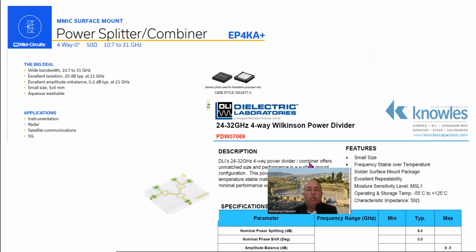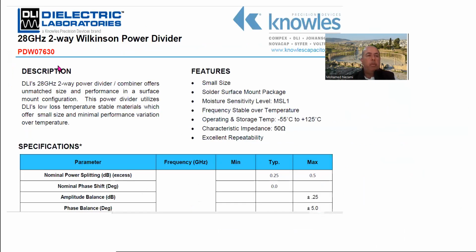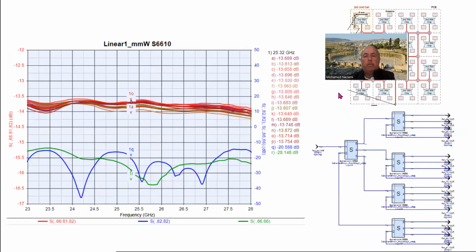Now for the millimeter wave, we're using this divider here, which is a four-way divider. This is from Dielectric Laboratories, now NOS as it is nowadays. We also have an option to use this, which is a very broadband GaAs MMIC chip from Mini-Circuits. Okay, so I did run both. We also have a two-way divider available from the thin film of Dielectric Labs if we need to.